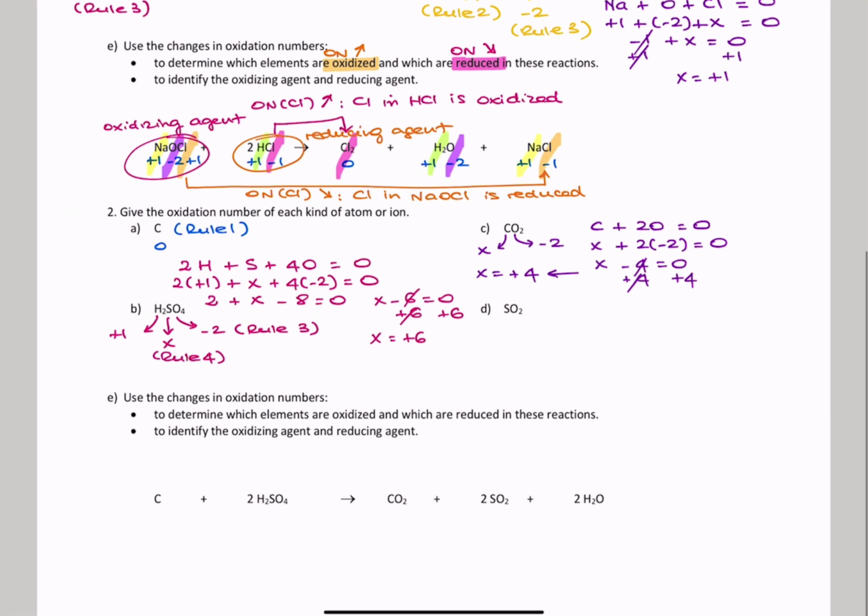Again, elemental, no, it's a compound. Ionic, no, it's covalent. Rule number 3 gives us -2 for O. We don't know S. The oxidation number of S is unknown, X. Therefore, we're going to solve S plus 2 times O equals 0. Oxidation number of S unknown, 2 times -2. X minus 4 equals 0, plus 4 on each side. Therefore, the oxidation number of S in SO2 is plus 4 as well.